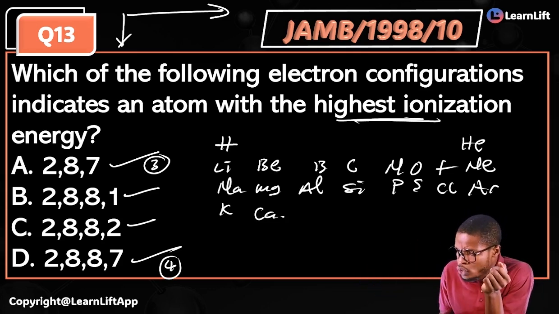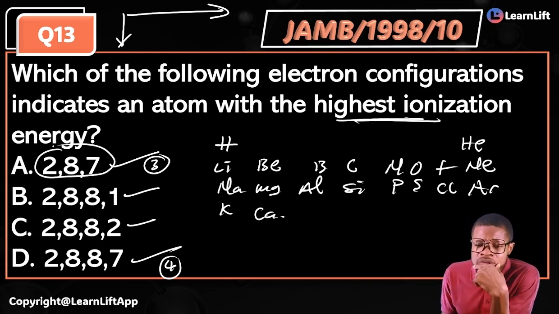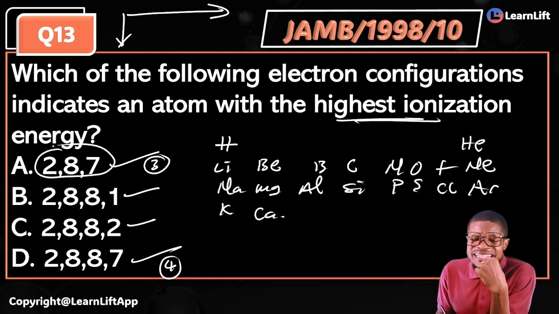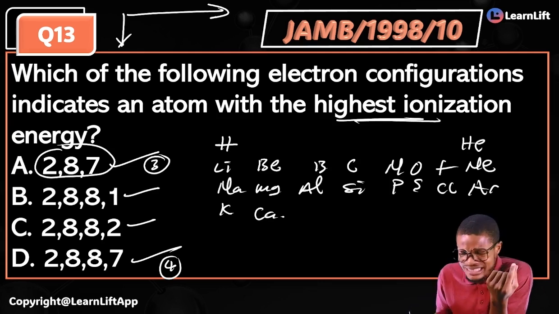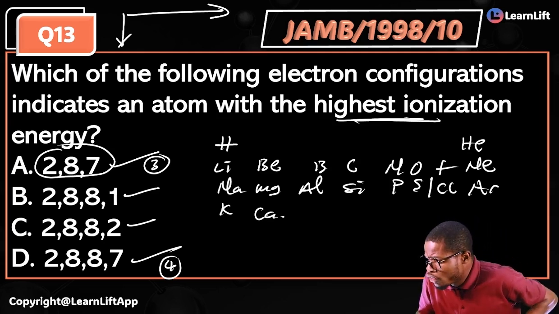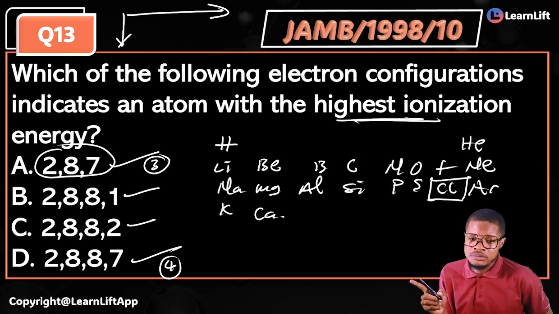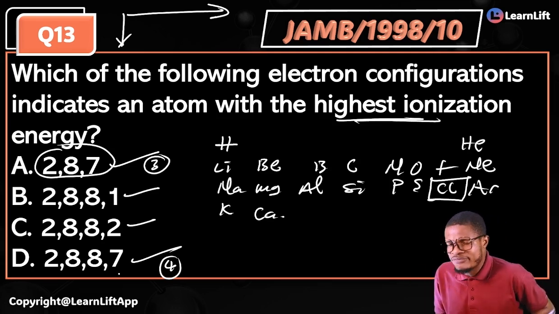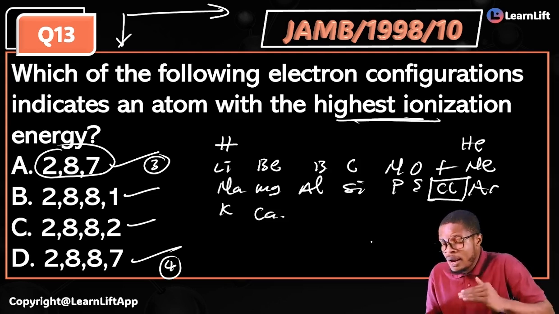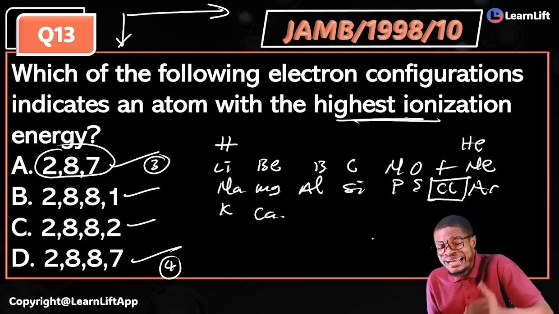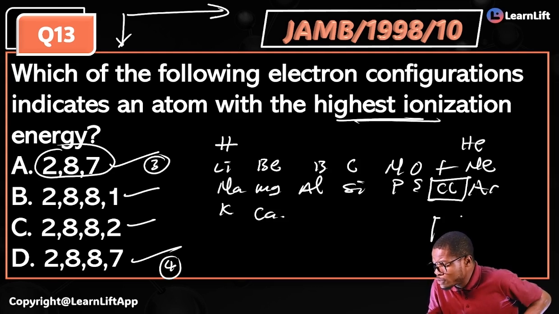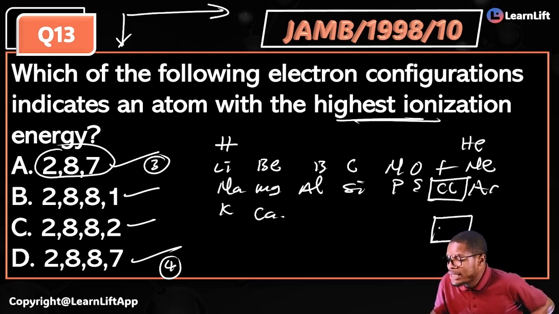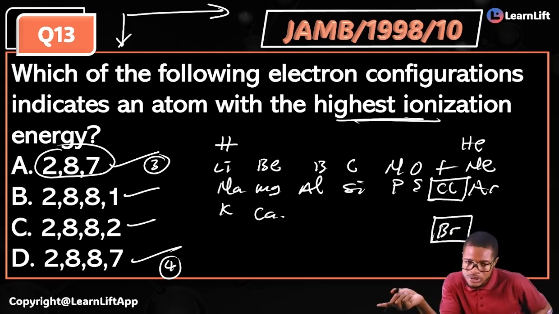Now look at it. This one is 2,8,7. It's nothing but chlorine, so that first one there is chlorine. What about the other 2,8,7? You know you have fluorine, chlorine, bromine. Bromine is the one that is 2,8,18,7. So let's put the last one there. That's option D, which is bromine. You already know that.